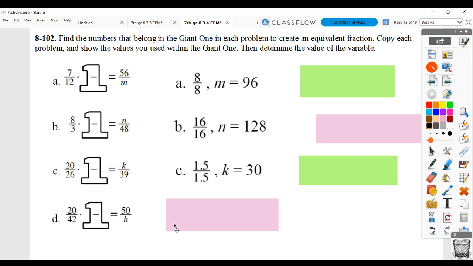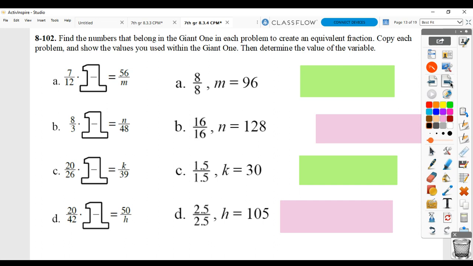And then D, what do you multiply 20 by to give you 50? Again, you could take 50 divided by 20 to get that. You get 2.5 over 2.5, again as a decimal or mixed number, and H is 105.